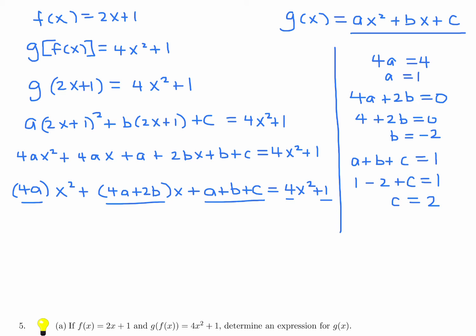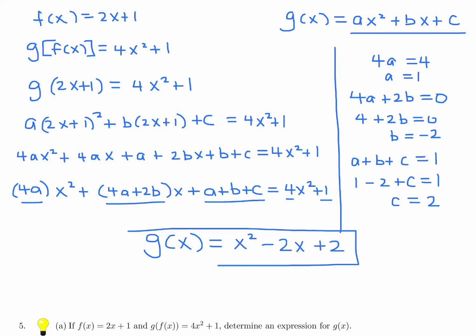So we've got our three variables, our three coefficients. So g(x) therefore is a, which is 1, x squared. B is negative 2, x plus c, which is 2. And that's it. x squared minus 2x plus 2. And I encourage you, as always, to verify. Put in 2x plus 1 into this, expand it out, and if you do, you should get 4x squared plus 1 when you collect like terms.